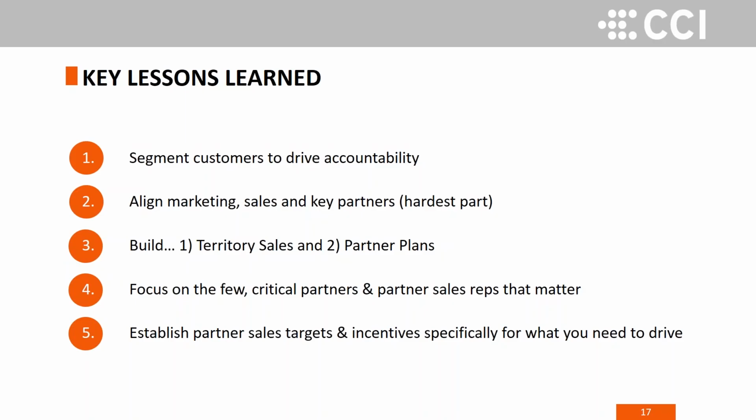Yeah, and so I guess we're just going to recap some of the key things that we've learned through going through this example and some of the things that we found. But number one, segment your customers and your partners to drive accountability. You put in place plans to treat marketing, sales, and key partners as an ecosystem. And if you go back to the activity matrix, you need to spend your time working across teams at your company in the right way in order to drive the right results.